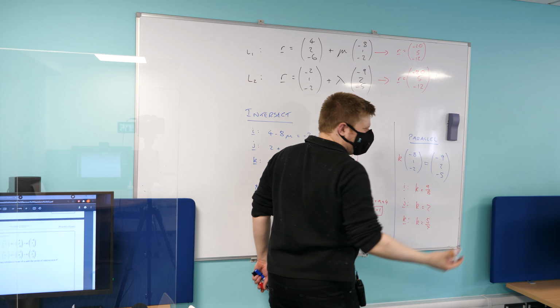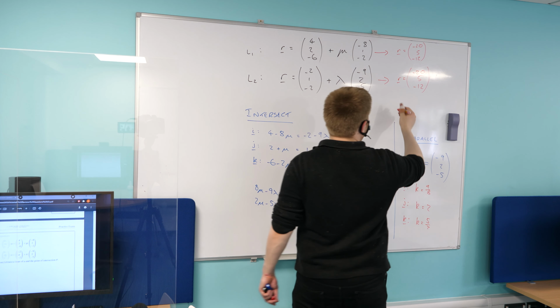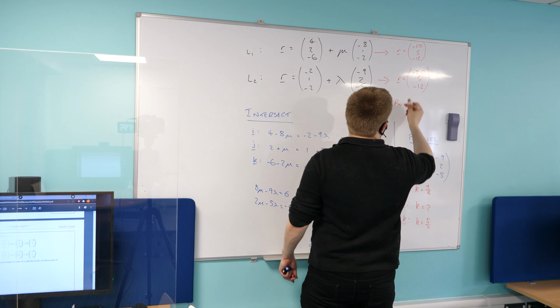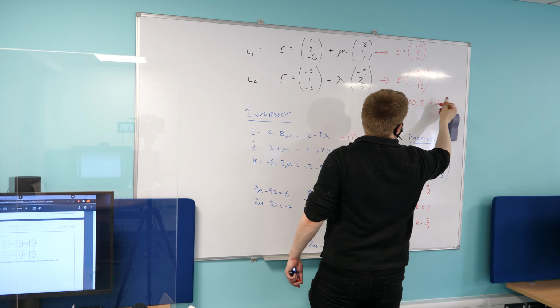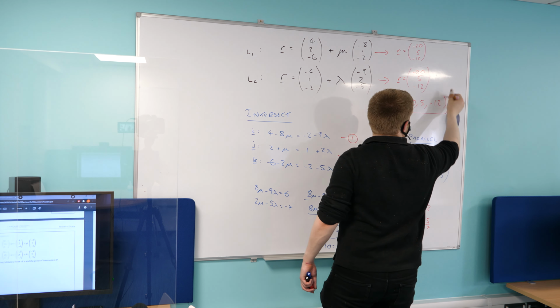To be honest with you, you can leave the answer like that. I'm not going to mark you down. Officially, I want a point. So my point R is going to be negative 20, 5, and negative 12. So that'll be my final answer there.